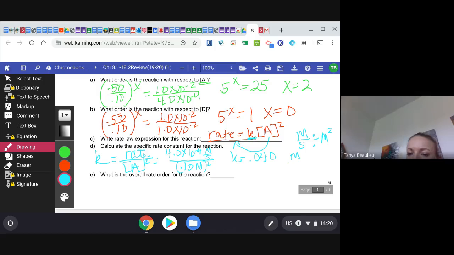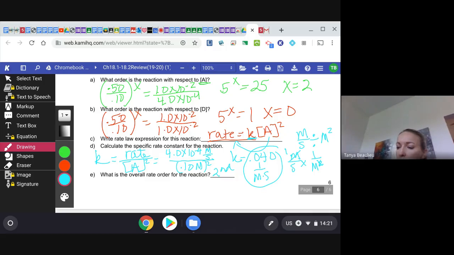So it's the same as multiplying by the reciprocal. So molarity per second times 1 over M squared. The M here cancels and becomes a 1, and that squared then cancels. So the unit you have left over is 1 over M times s, or 1 over s times M. And this would be a second order reaction overall. 2 plus 0 equals 2. So that's why it's second order overall.